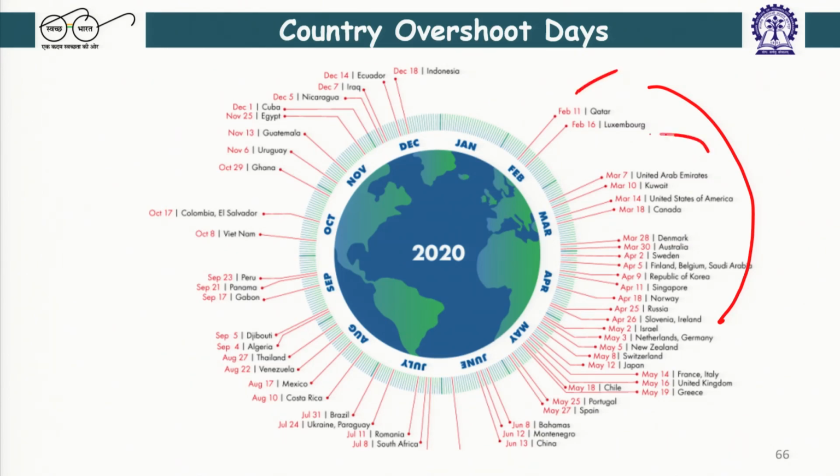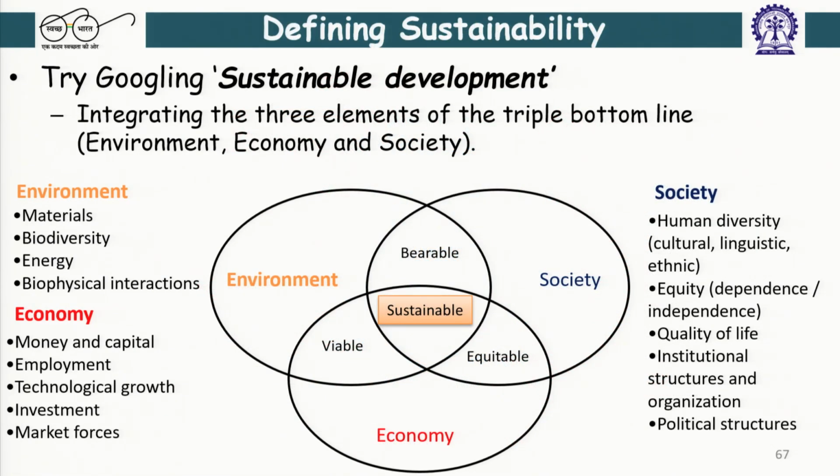Then there are some countries which are in March, some in April, some in May, and then there are some countries which are doing pretty good, like Indonesia. They go up to December 18th, meaning they are only using 12-13 days of extra resources. So otherwise they are pretty good. We can talk more about that in the class.